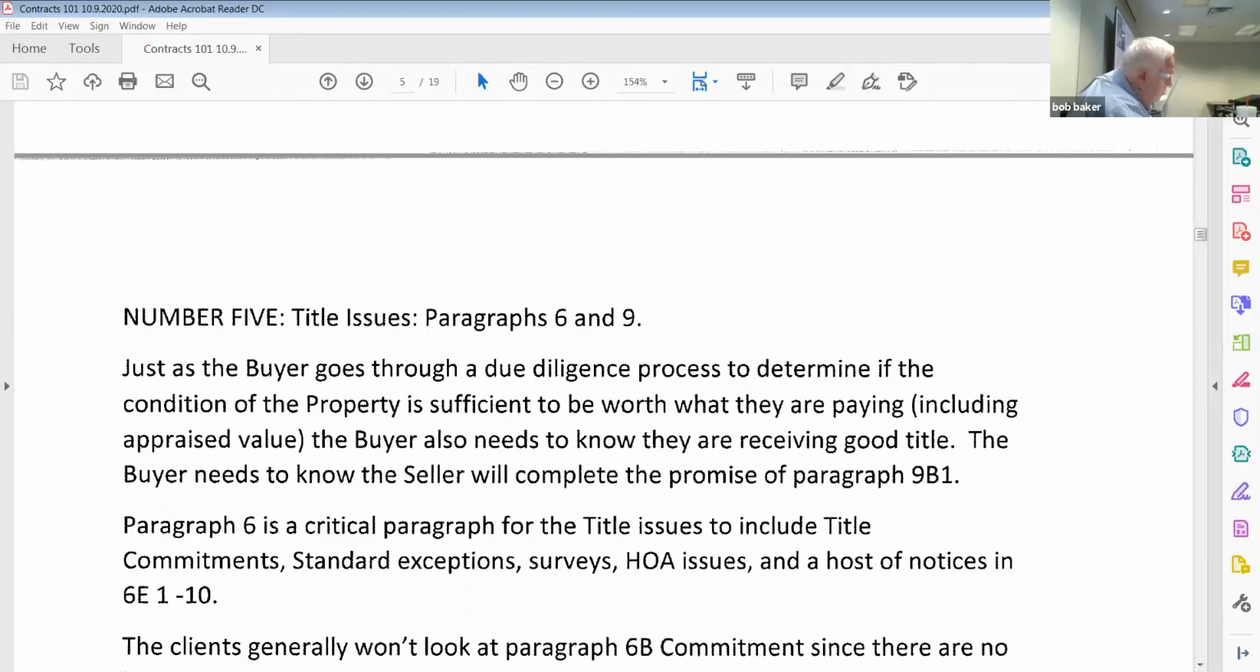So, questions on that, dealing with the title issues? Remember, buyer has two big things they're doing in the due diligence. Condition of the property, and title. Do I have a good title? Because I don't care how perfect the property is, if you don't have a good title, you just blew your money. You may not own that property.